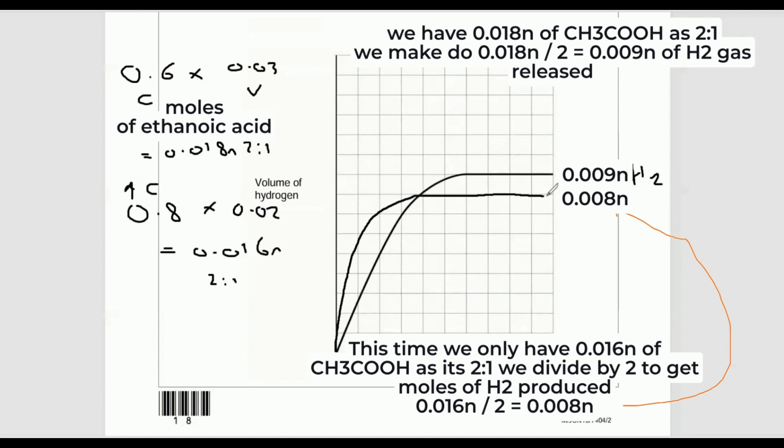I can't make any more than that because my limiting reactant is the hydrogen, and I have less moles of hydrogen than I did originally. So I want to be about 1 square down.